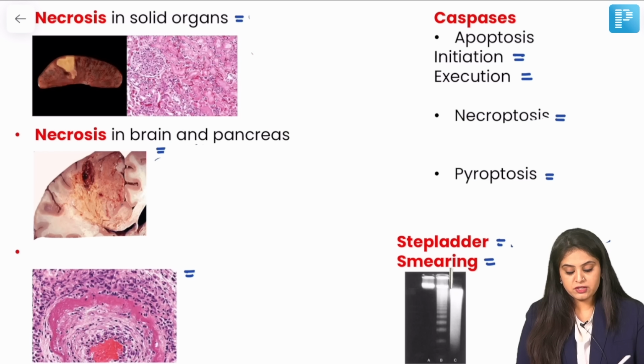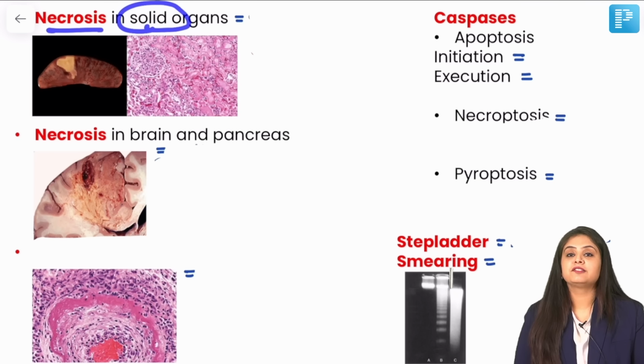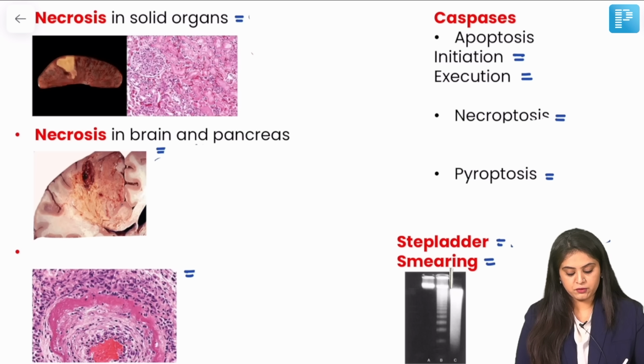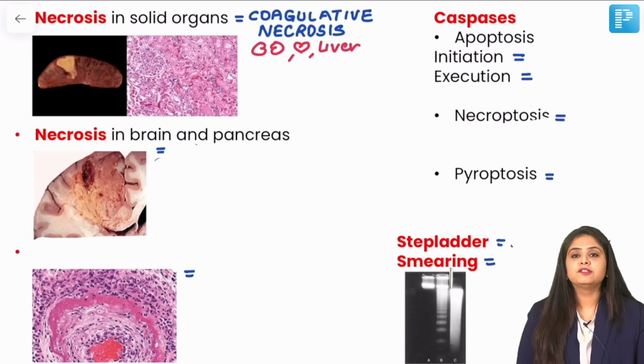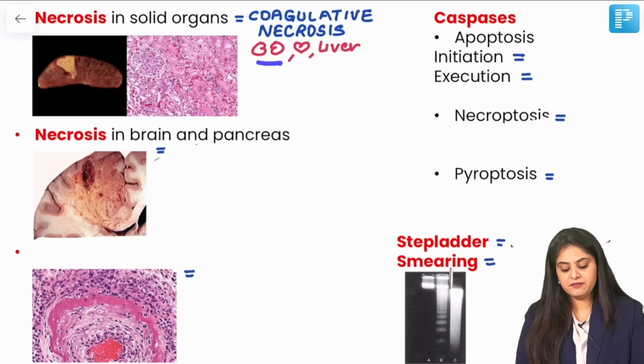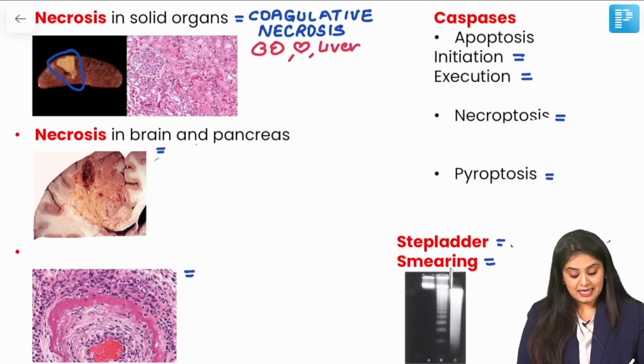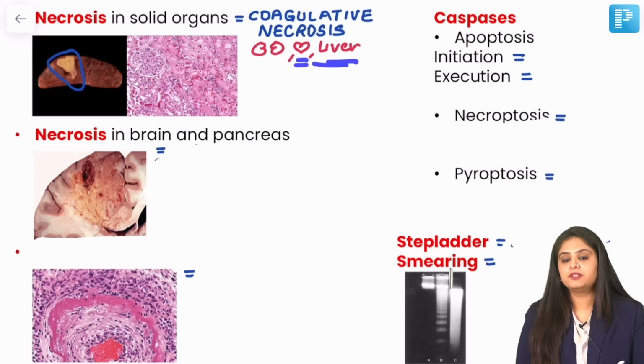The first image that you can get is of course necrosis, where they'll ask you necrosis in solid organs, and that of course is coagulative necrosis. Solid organs, for example, the kidney, like given in this picture, and you can see that there is a wedge-shaped area that is highlighted, which tells you coagulative necrosis. Other than that, it can be in the heart, in the liver. These are all solid organs.